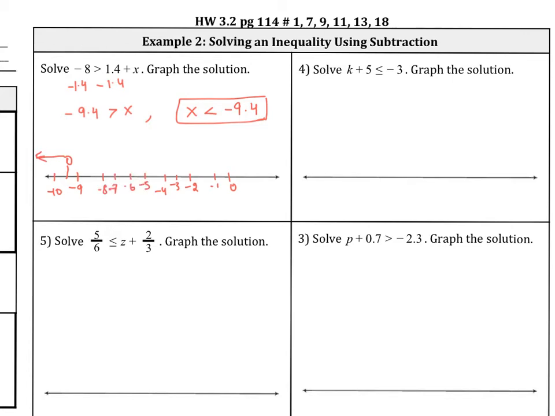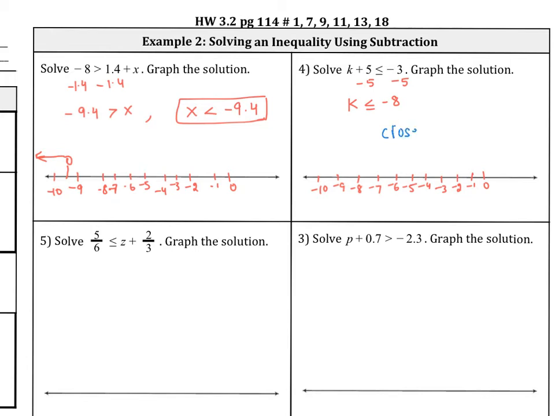Next, you're going to subtract 5 on both sides. So k is less than or equal to negative 8. Now we are going to again use more numbers towards the negative side. So I'm going to start my line from 0 right here. So k is less than or equal to negative 8. It means we are going to use a closed circle.